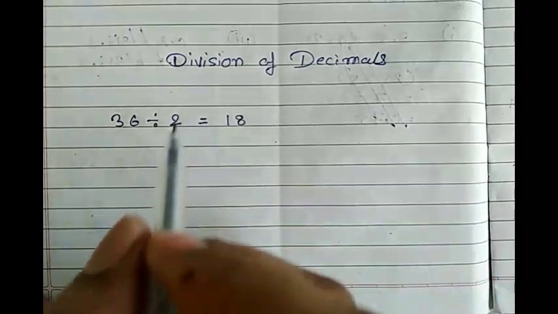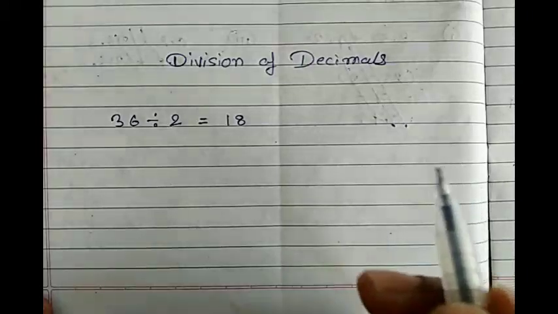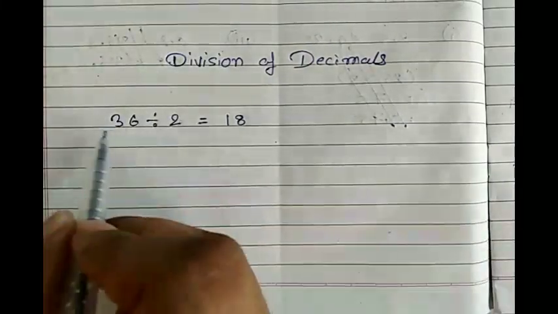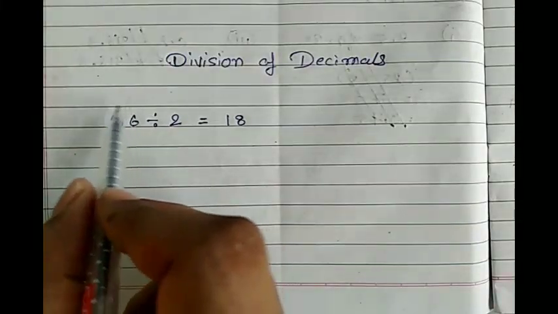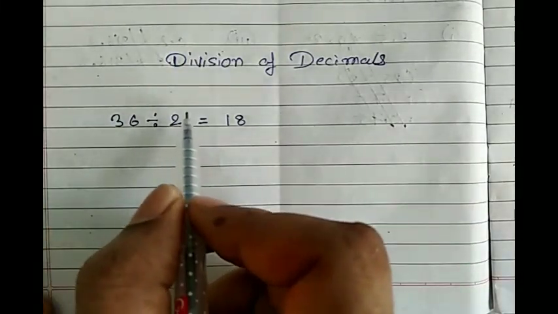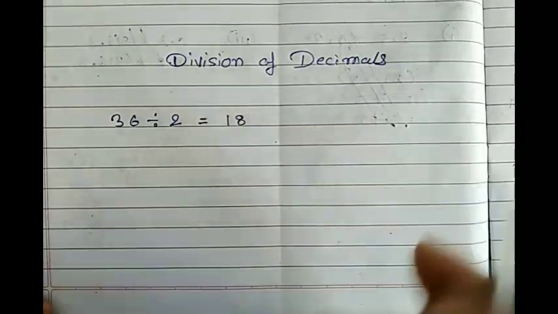Now, when we have to divide a decimal number by a whole number, it means the dividend should be a decimal number, but the divisor is always a whole number. The divisor is always a whole number. So what we have to do?